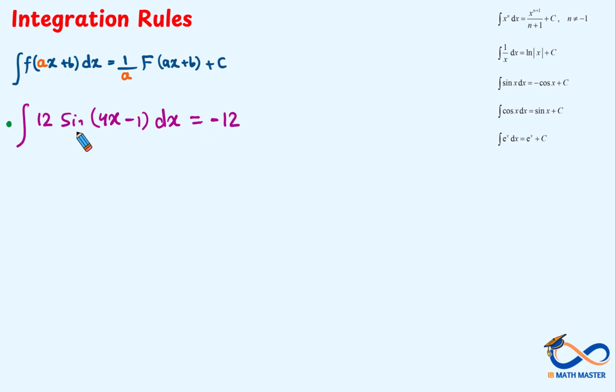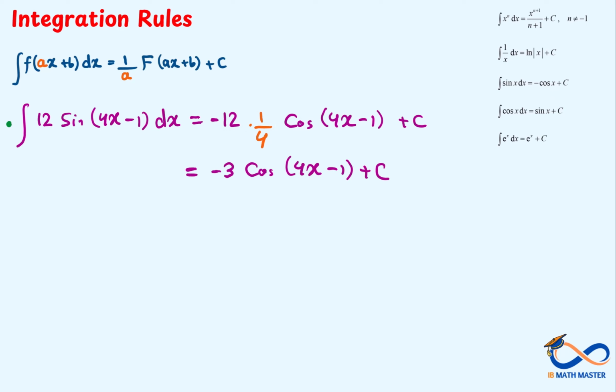So now, when we integrate this sine, as we said, first, we will multiply by 1 over 4, as we see here, by 1 over this number multiplied by x. And then the integral of sine 4x minus 1 becomes cosine of the same angle, we don't change it, plus c, as we see here. Then here, negative 12 times 1 over 4 will be negative 3 cosine 4x minus 1 plus c. So this is here the answer.